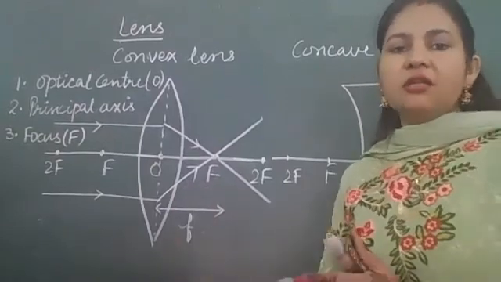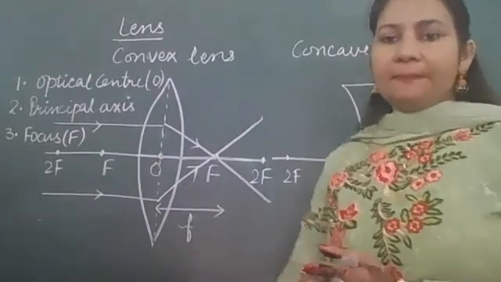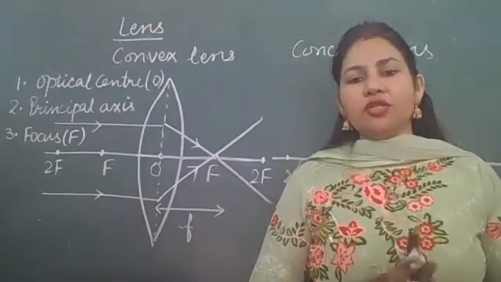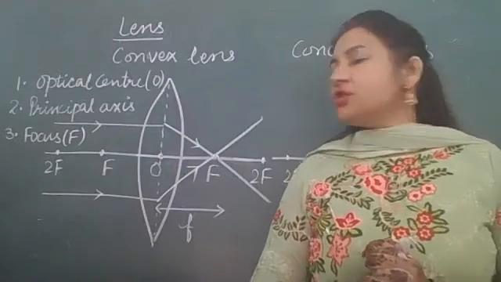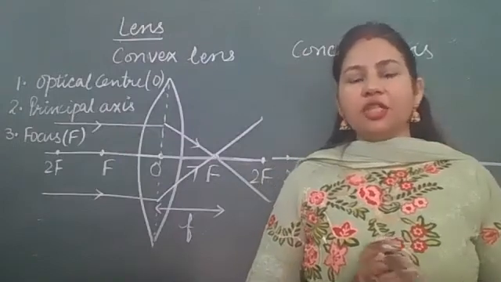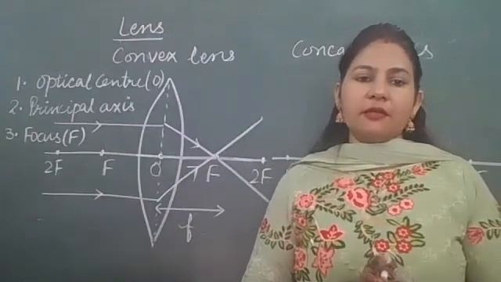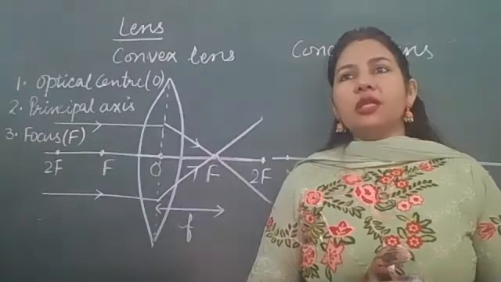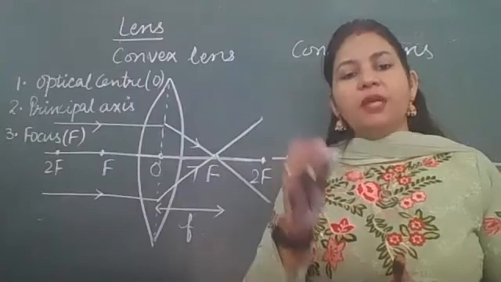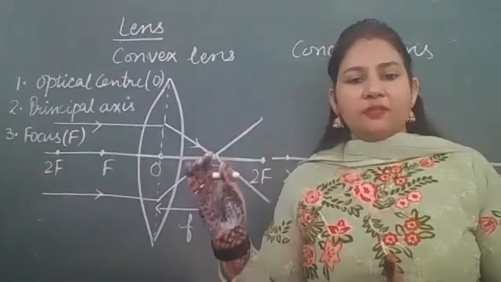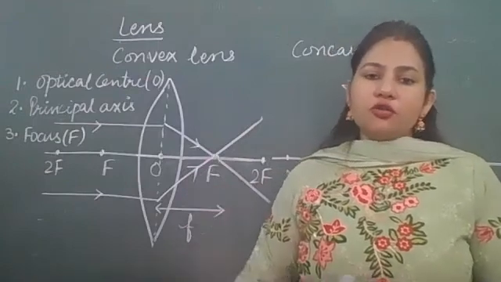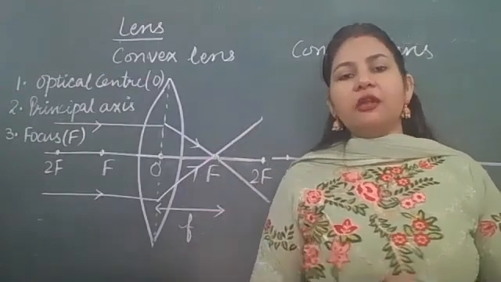It is a point on the principal axis at which all the rays initially parallel to the principal axis converge or meet after refraction. Converge after refraction, or you can also use the word meet after refraction.